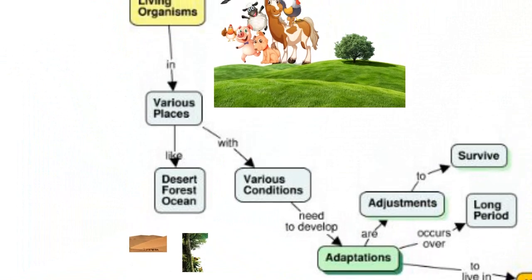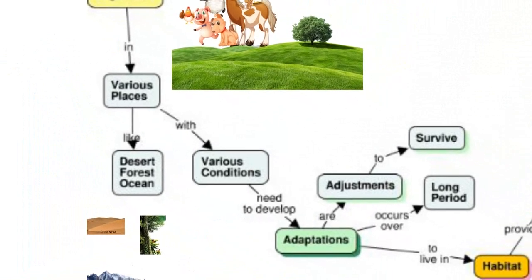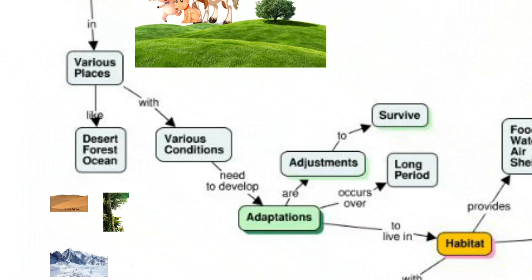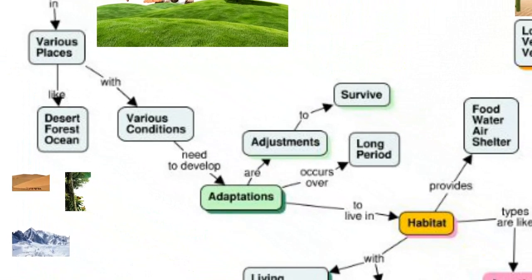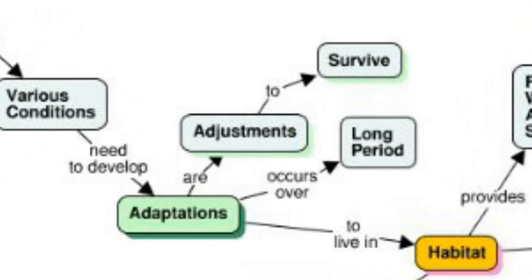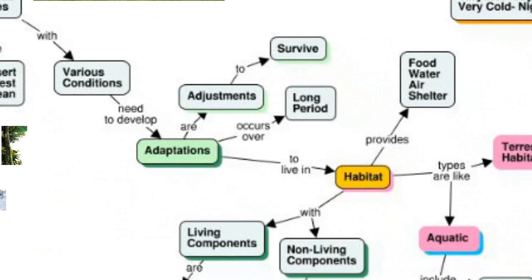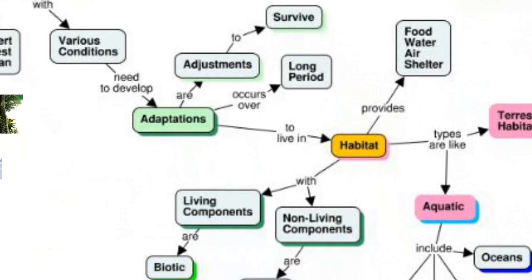Living in various places means various conditions. They need to adapt themselves. Adaptations are adjustments made by a living organism to survive in a particular condition. Adaptations occur over a long period of time. Adaptations are to live in a habitat.